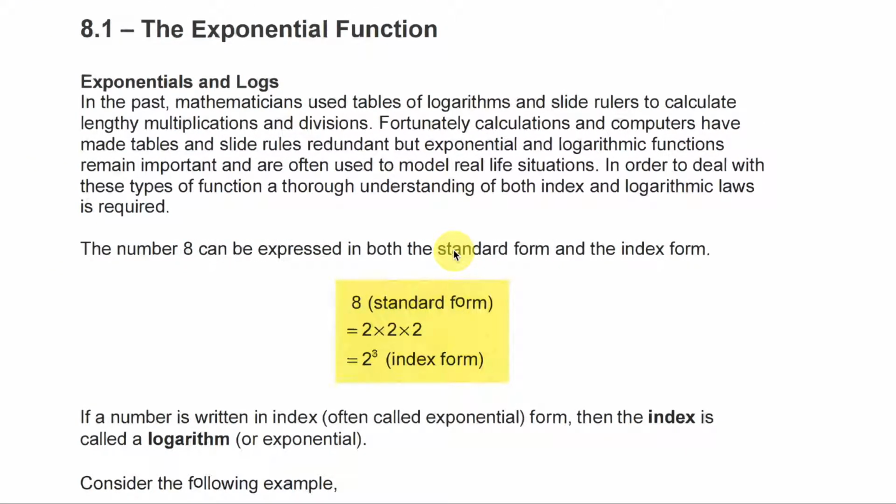This topic, we'll be looking at exponentials and logs, but this particular exercise focuses on just the exponential function. Let's begin by taking a look at the relationship between exponentials and logs.